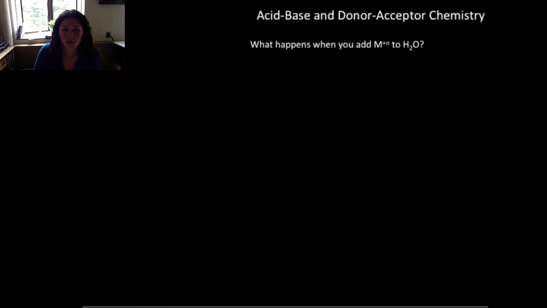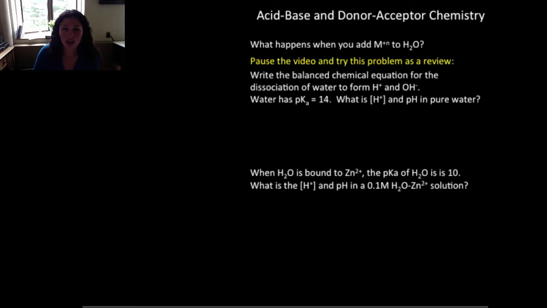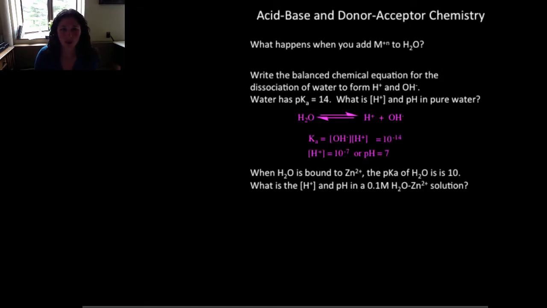To demonstrate what happens when you add metal to water, I'd like you to pause the video and try this problem as a review from general chemistry. So this problem is asking you to write the balanced equation for the dissociation of water, and to determine what the hydrogen ion concentration and pH are in pure water.